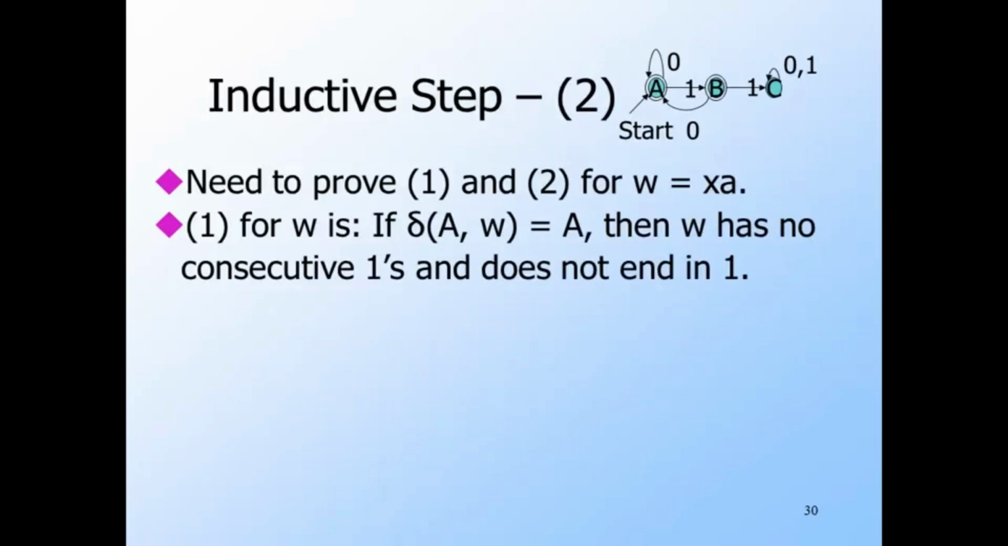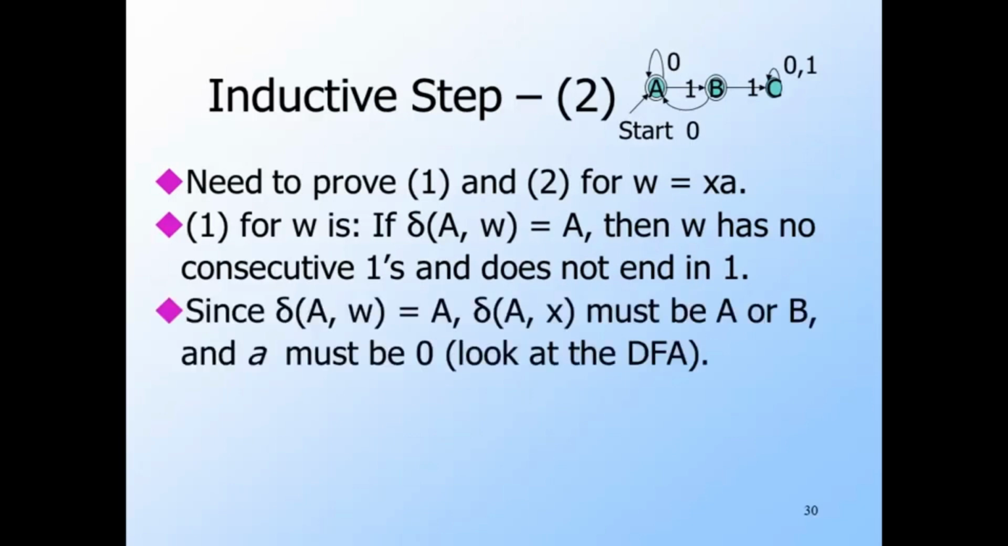That is, if delta of A and W equals A, then W is good. It has no consecutive ones, and it does not end in 1. How can you get to A by reading string X followed by symbol A? Well, look at the diagram. The only transitions into A are on input 0. That's this and that. So symbol A must be 0. That immediately lets us conclude that W does not end in 1. And furthermore, these transitions to A are only from A and B. Thus X must get us to A or B.